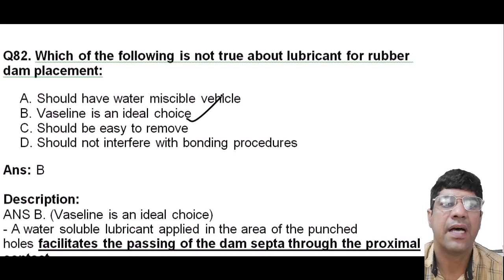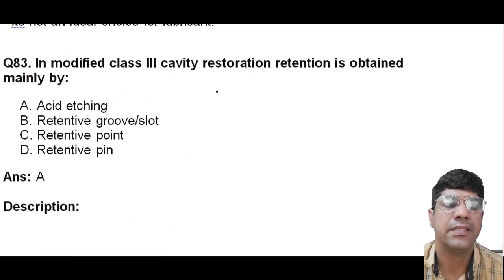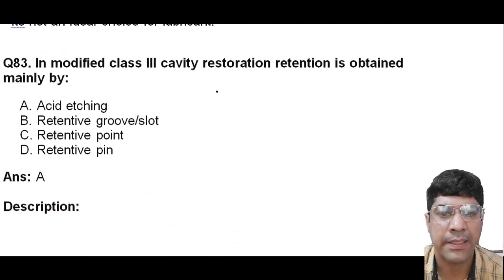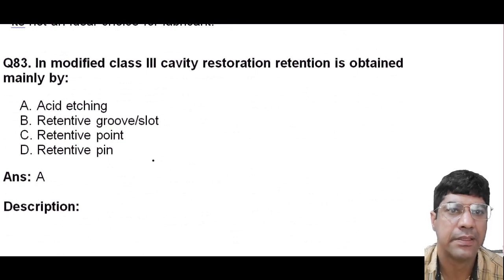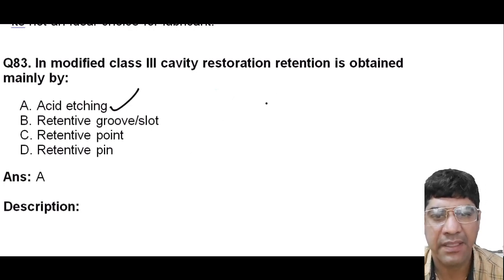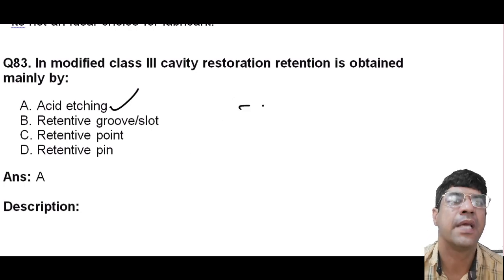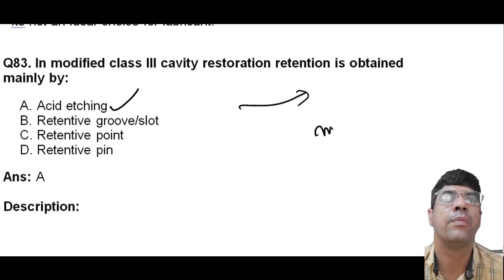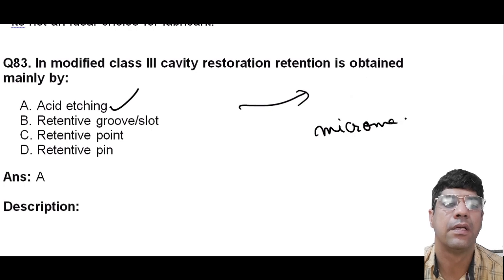In a modified class 3 cavity, the retention is obtained mainly by acid etching. Acid etching is a fundamental step in adhesive dentistry, and it helps to create which type of retention? Micromechanical retention.